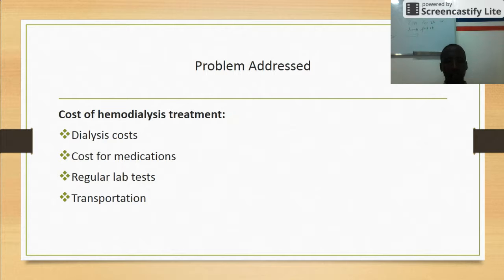Mostly, patients with chronic kidney disease also have other side effects of the disease, so they need some medications. There are also regular lab tests. Patients need to cover those costs every day. Then there is transportation: since these patients have a chronic disease, they need to go for dialysis two or three times per week. So they need to travel to the hospital every two or three days, which is a big problem since it's a chronic case.